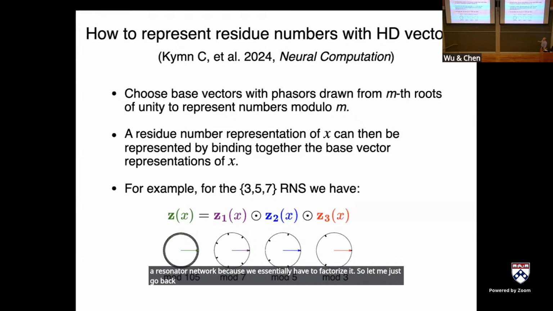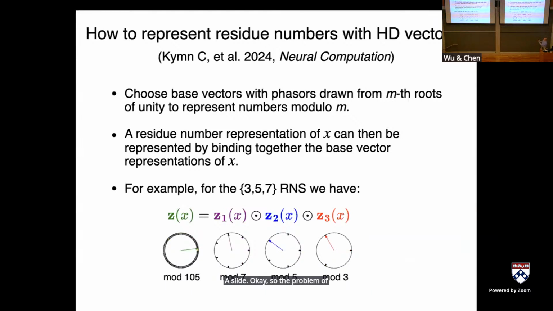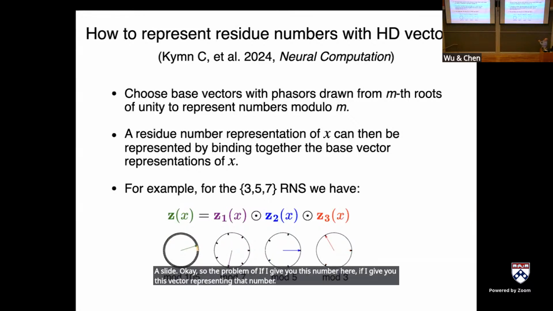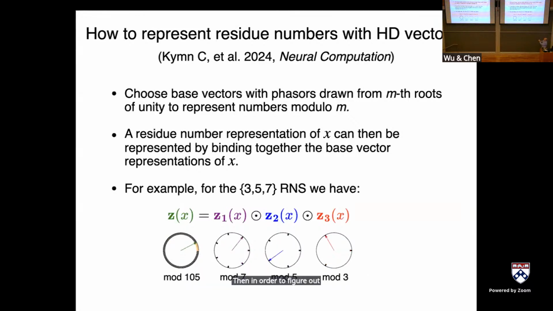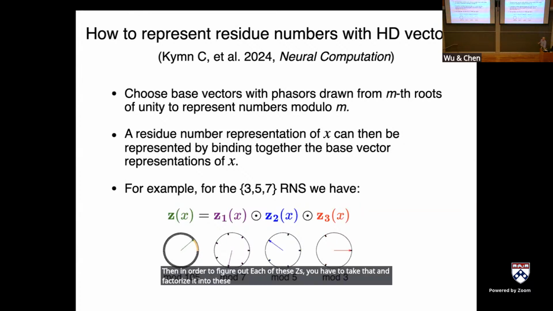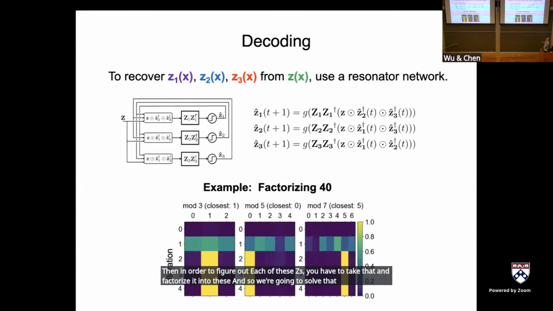Okay, so the problem is, if I give you this vector representing that number, then in order to figure out each of these Z's, you have to take that and factorize it into these 3. And so we're going to solve that factorization problem with a resonator network.